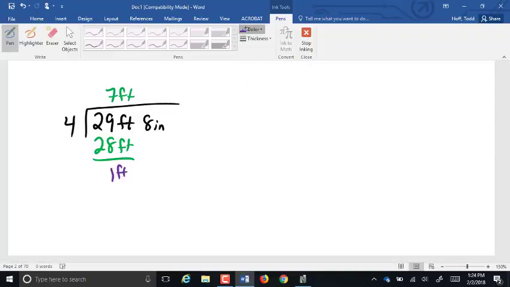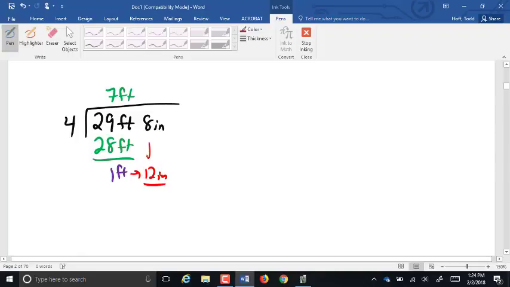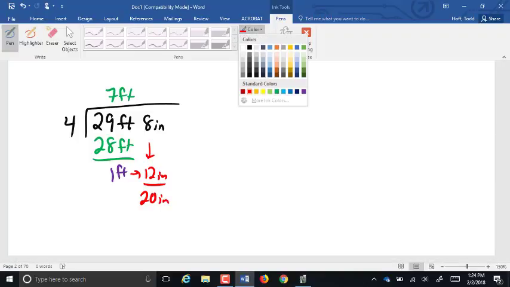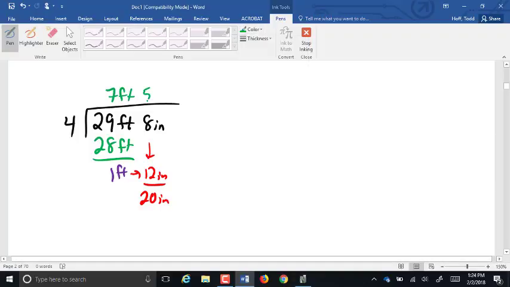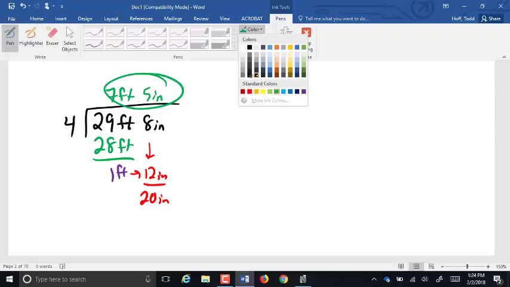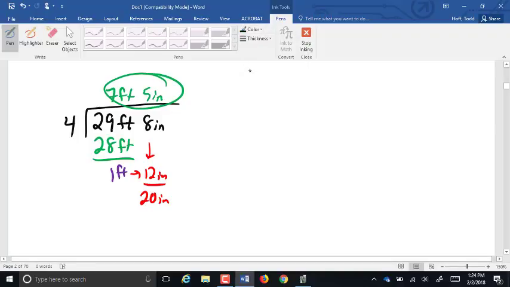1 foot. Now, before we bring down the 8 inches, we need to convert 1 foot into 12 inches. Bring down the 8 inches to make 20 inches. What is 20 inches divided by 4? 5 inches. So each piece would be 7 feet, 5 inches long. Again, you could convert that all into inches. 29 feet, 8 inches would be 356 inches. Divide it and then work with that. I think it's easier to work with it in dual units.